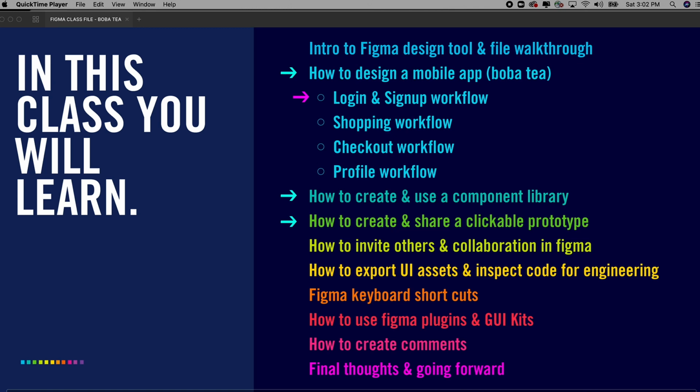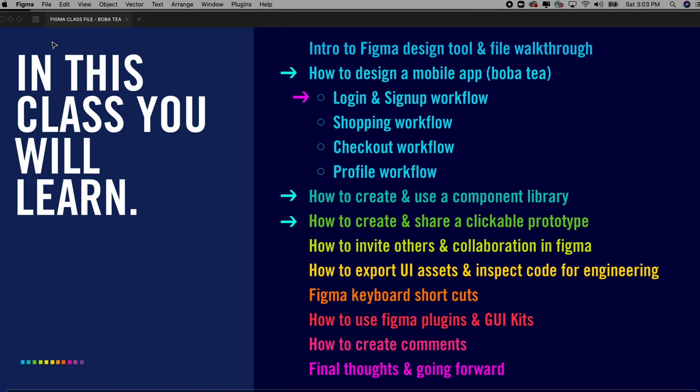So this is going to be the fun series of videos where we get to design that mobile application, the Boba Tea ordering on demand app that you saw in the last video. What we're going to do is start with the login and sign up workflow. While we're doing that, we'll learn how to create and use a component library, and we'll also learn how to create and share the clickable prototype as well. So let's go ahead and begin.